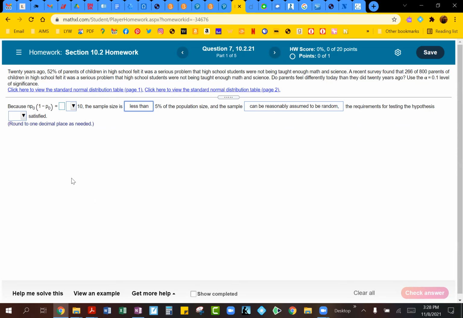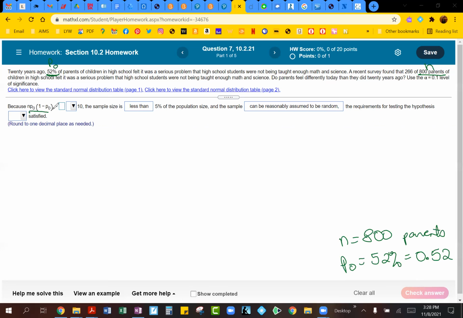So in this case, your N value is coming from the 800 parents. So that's our N value. The P sub 0 is this percentage over here. So that's our P sub 0. N is 800 parents, and your P sub 0 is given to us as 52%. Again, convert that to a decimal, which will be 0.52.